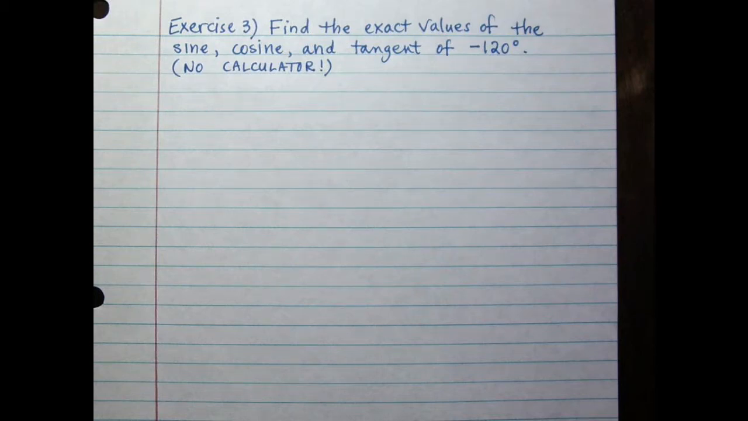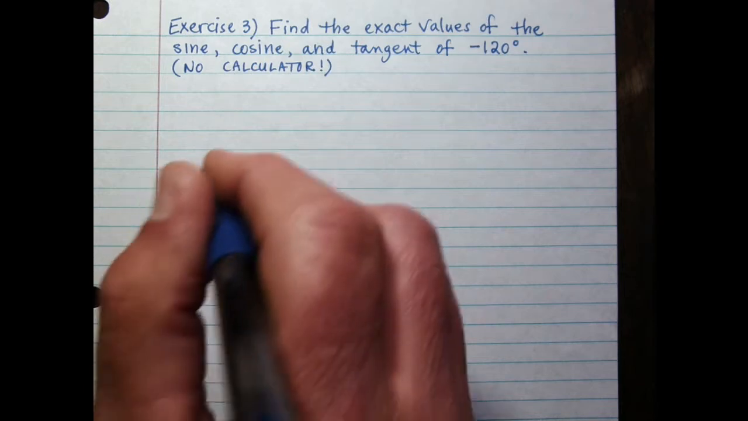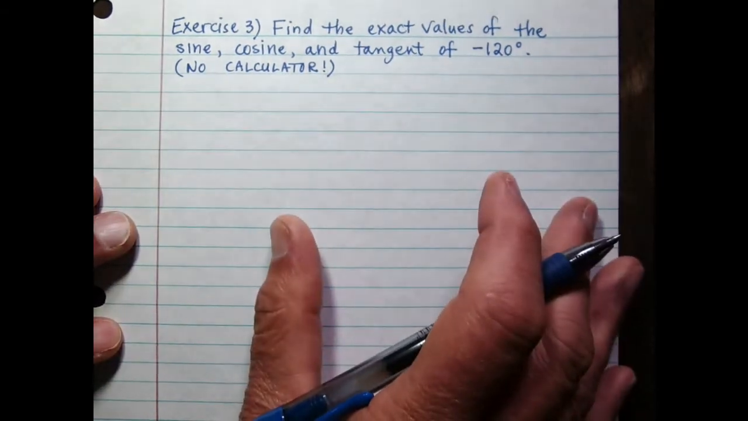So here's another exercise where we're going to calculate the exact values of sine, cosine, and tangent for negative 120 degrees. So we're working with degrees in this problem. And we're going to do this by hand with no calculator, just using what we've learned and memorized in this course so far. So we've got to draw the angle in standard position.